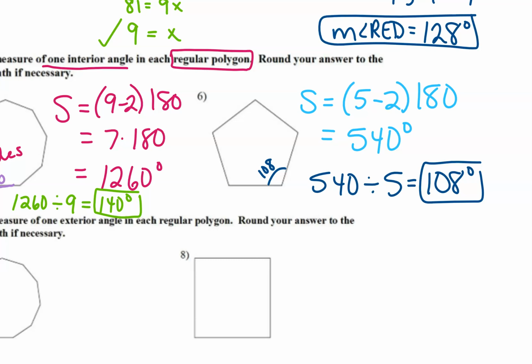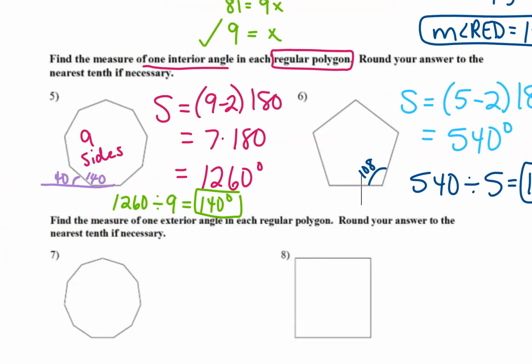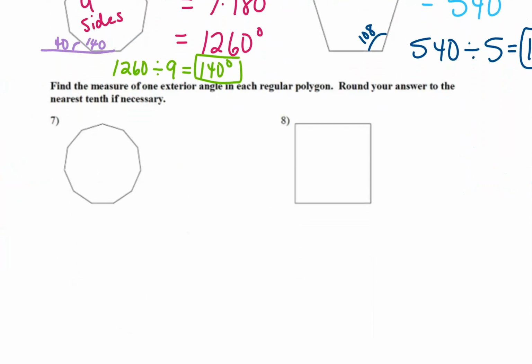Okay, so each angle would be 108 degrees. So the last piece here is on the exterior angles. We said that the sum of the exterior angles is always going to be 360 degrees. It says find the measure of one exterior angle in each regular polygon. Since they're regular, we know all of the angles are the same.